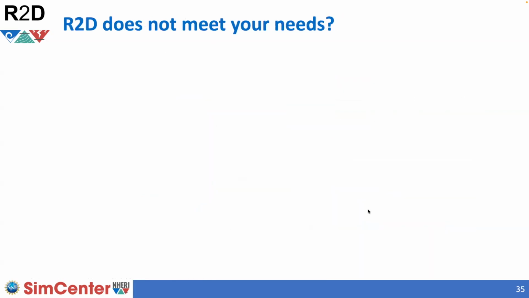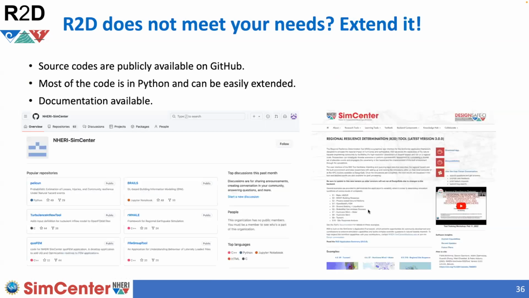But what if I have a wonderful research idea and R2D doesn't meet my need? A possible answer is you can extend R2D. All of the source code of SimCenter is publicly available on our GitHub. And most of the code is written in Python, so it is relatively easy to read, modify, and extend. And we also have comprehensive documentation to guide you through how to understand and extend the code.